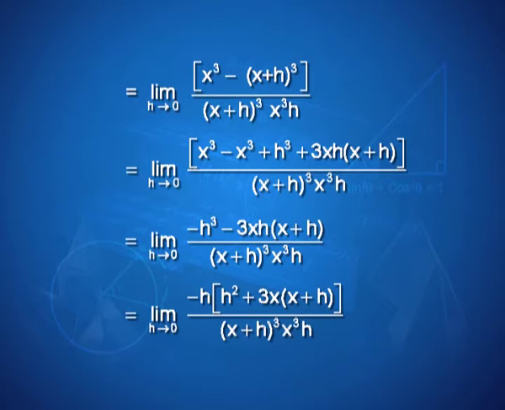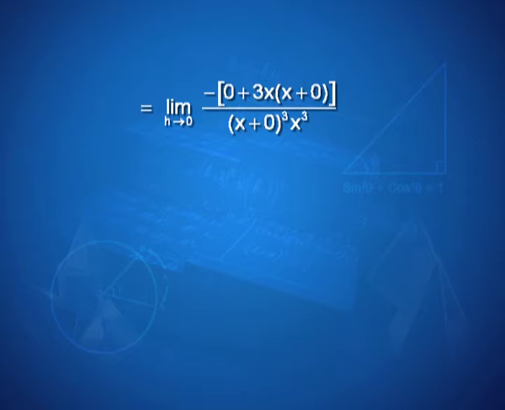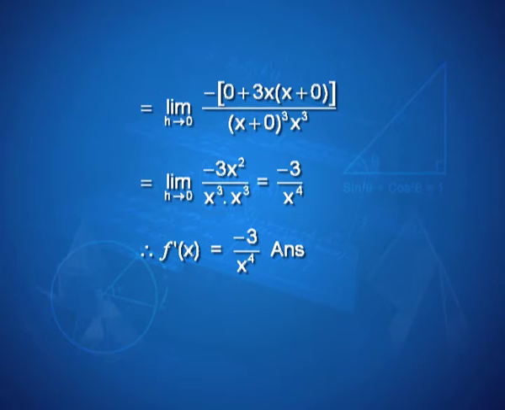We have taken h common here and you can see h gets cancelled from numerator and denominator, and we can solve this as limit minus of 0 plus 3 x into x plus 0 upon x plus 0 whole cube into x cube as h tends to 0. That is equal to limit minus 3 x square upon x cube into x cube as h tends to 0. That can be further solved as minus 3 upon x to the power 4. Therefore, f dash x is equal to minus 3 upon x raised to 4.